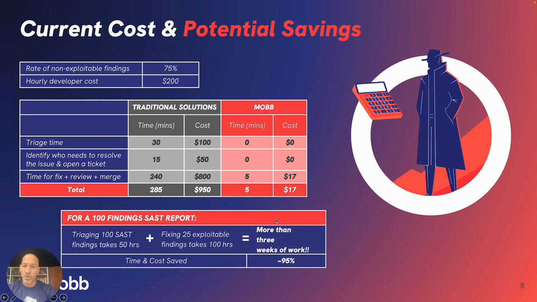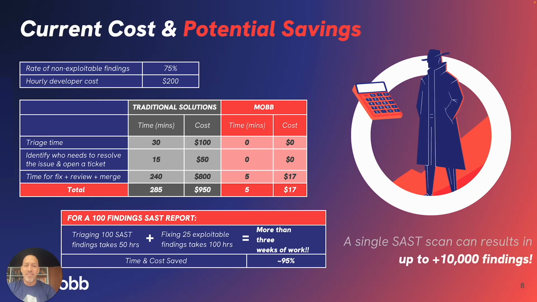Now, when you're looking at a bigger number, when you look at a report with 100 findings, as we said, you need to triage all of them. So that takes about 50 hours based on the numbers above. Only 1/4 of them needs to be fixed, but that's still 100 hours. Altogether, a report of 100 findings will take a developer more than 3 weeks of work, and Mobb crashes that. And given the fact that a single SAST scan can find way more than 100 findings, it can be 1,000 findings, it can be even 10,000 findings, you can understand the math here.